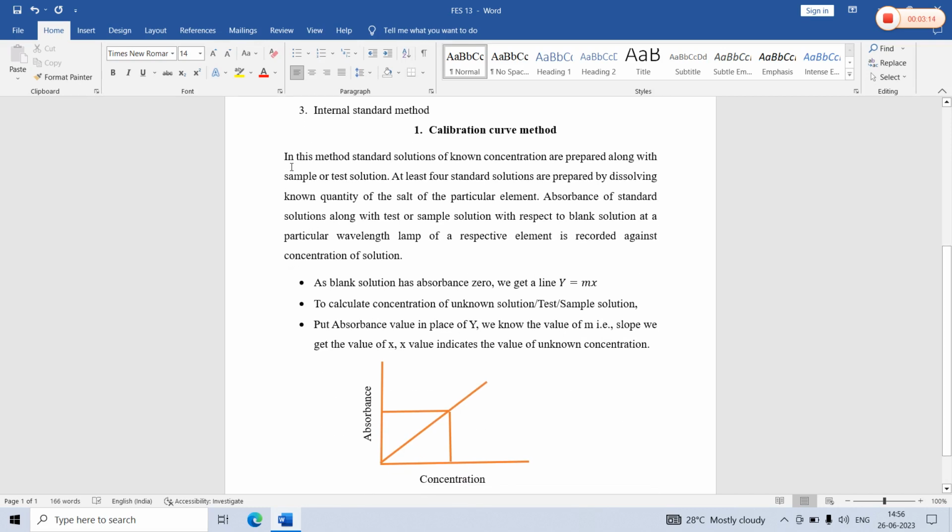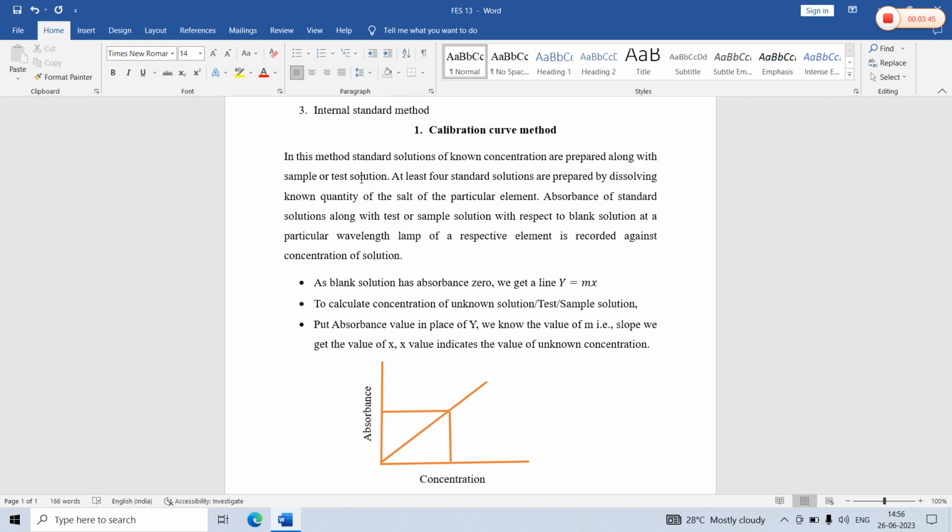In this method, standard solutions of known concentrations are prepared along with the sample or test solution. Standard solution means a solution whose concentration is exactly known. That solution is called a standard solution. In this method, a series of standard solutions is prepared. At least 4 standard solutions are prepared for this analysis.